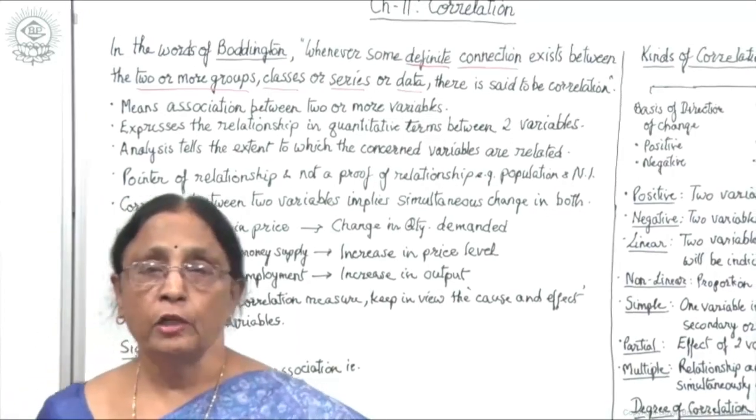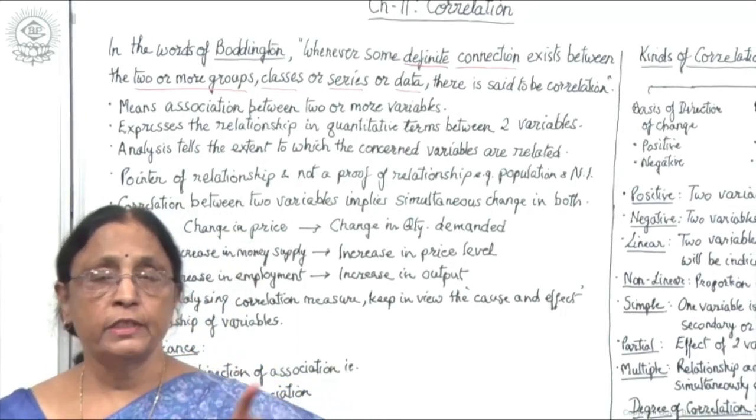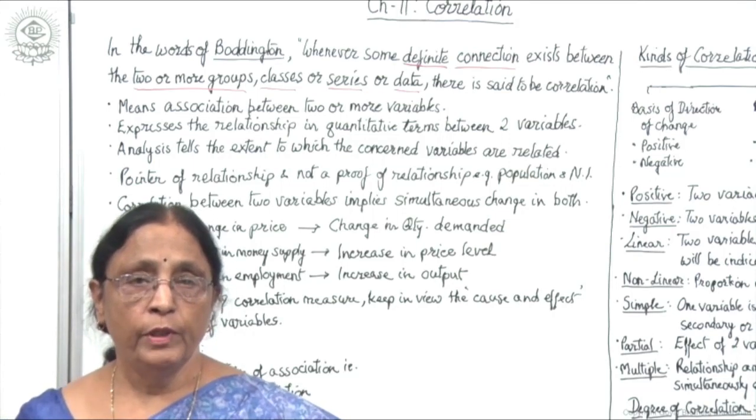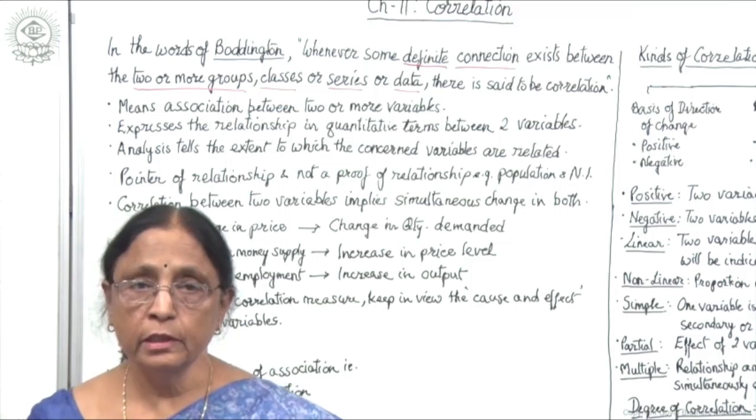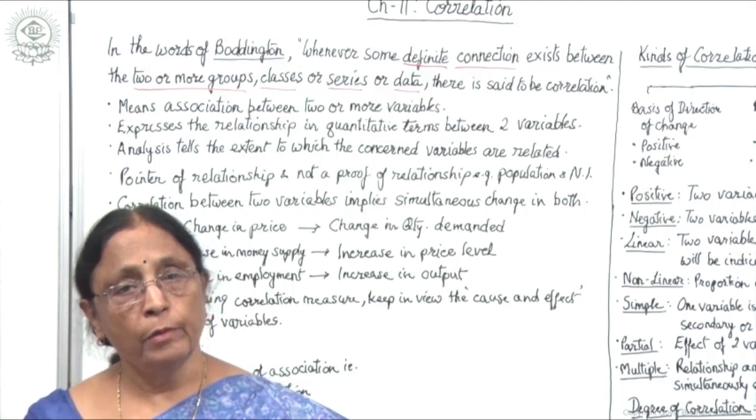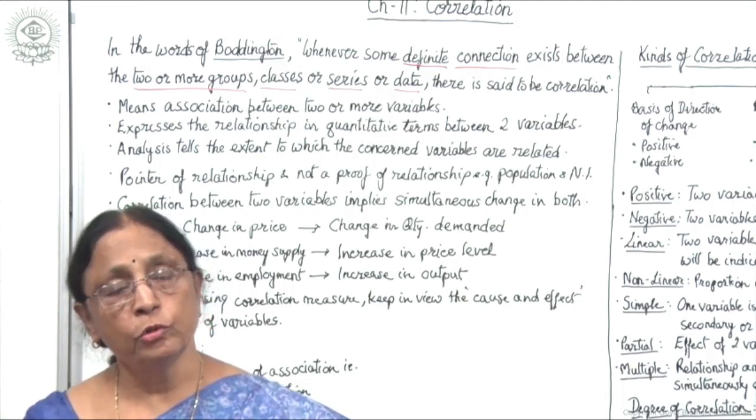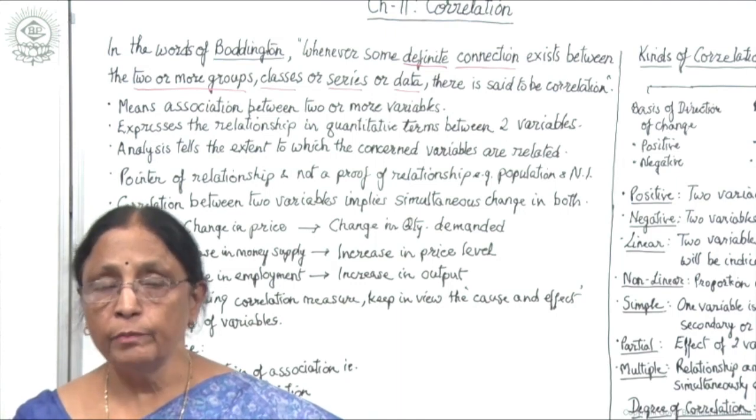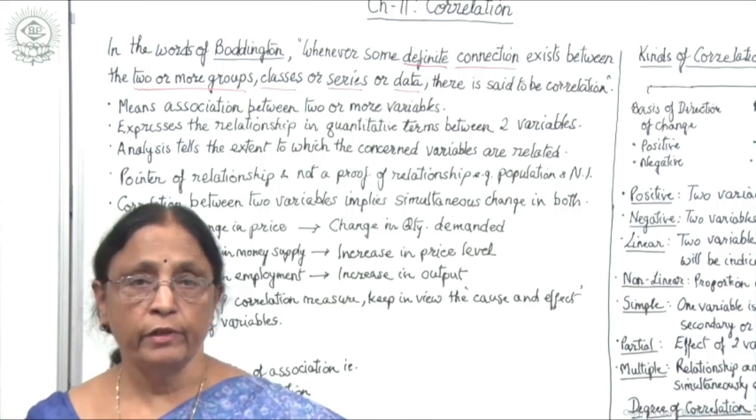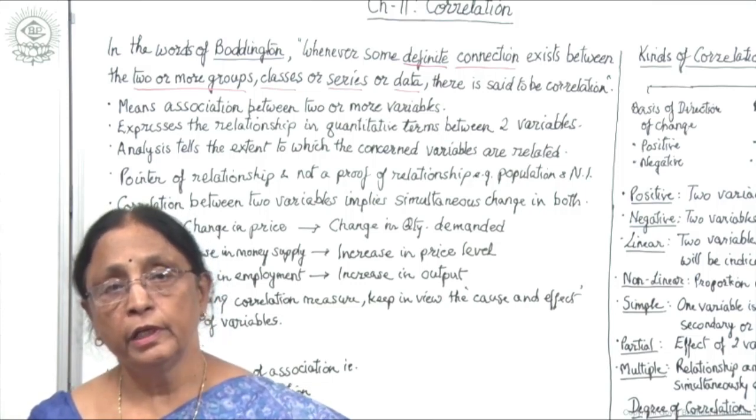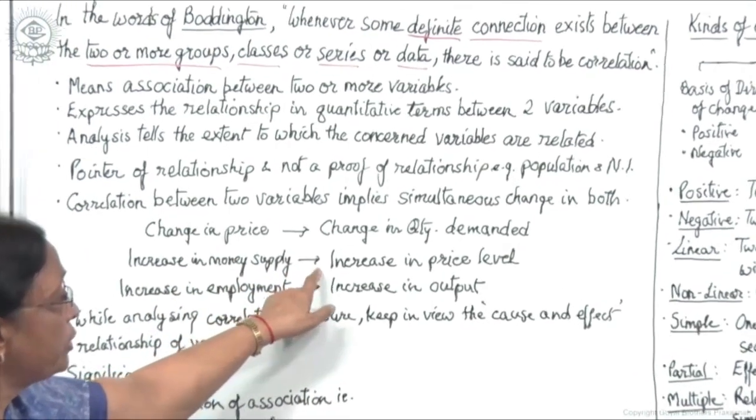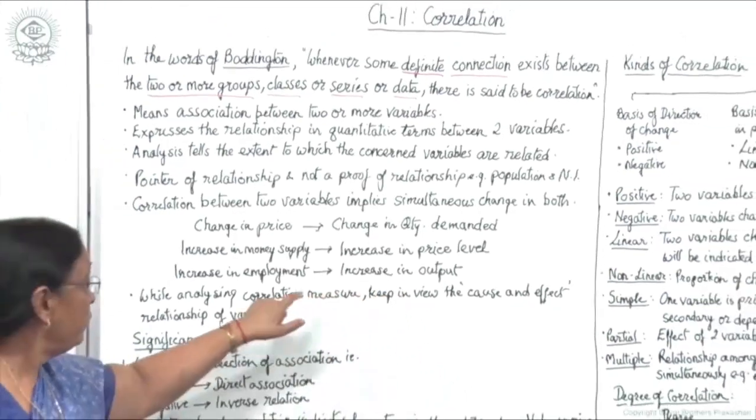Whenever the total money supply in the economy increases, people will have more money in their hands, that means per head or per individual, the total amount of money will increase, and this will lead to an increase in price level because they will demand more. When they have more money in their hands, they will demand more and the price level will increase. So there is a simultaneous change: an increase in money supply leads to an increase in price level.